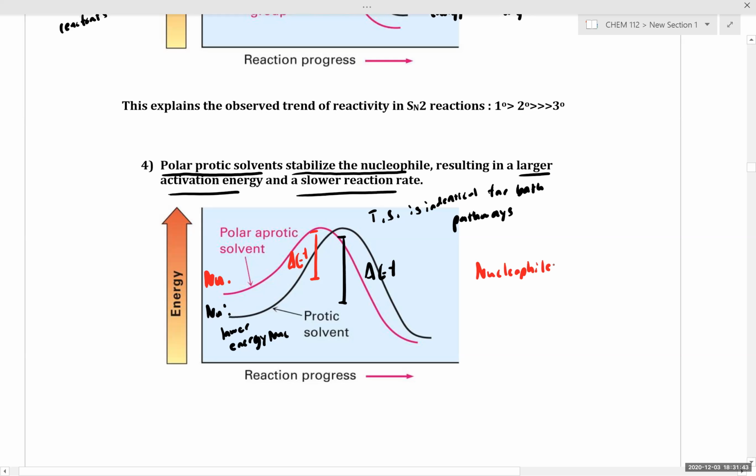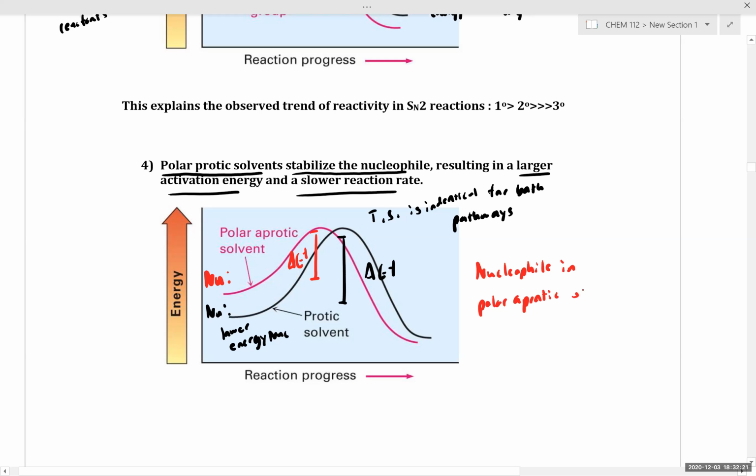Which of these pathways has the lower activation energy? The pathway in the aprotic solvent or the pathway in the protic solvent? Polar protic or polar aprotic? Aprotic, exactly right.